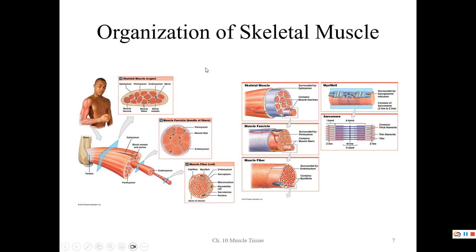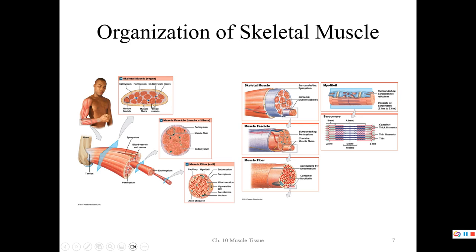Okay, so we have a whole muscle made up of fascicles. Fascicles are made of muscle fibers. Muscle fibers are made of myofibrils. Myofibrils are made up of sarcomeres. Skeletal muscle, fascicle, muscle fiber, myofibril, sarcomere, myofilaments.